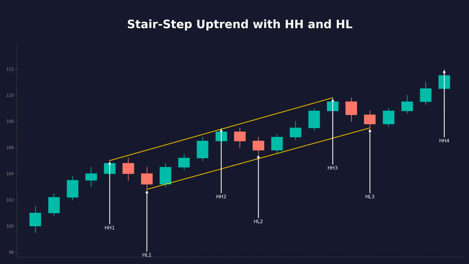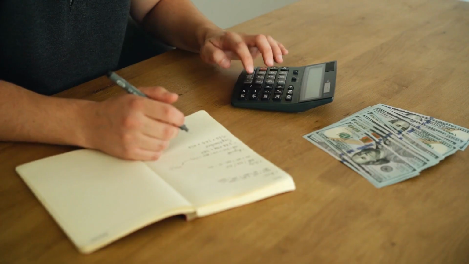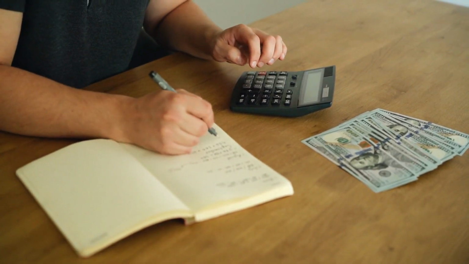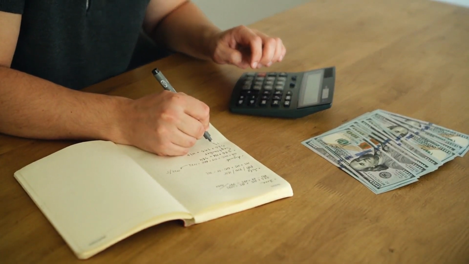The textbook definition of a trend is simple: higher highs and higher lows for a bull market, and lower highs and lower lows for a bear market. While this is technically true, it is not enough to make money in real-time trading. By the time a higher high is confirmed on a chart, the easy money has often already been made.